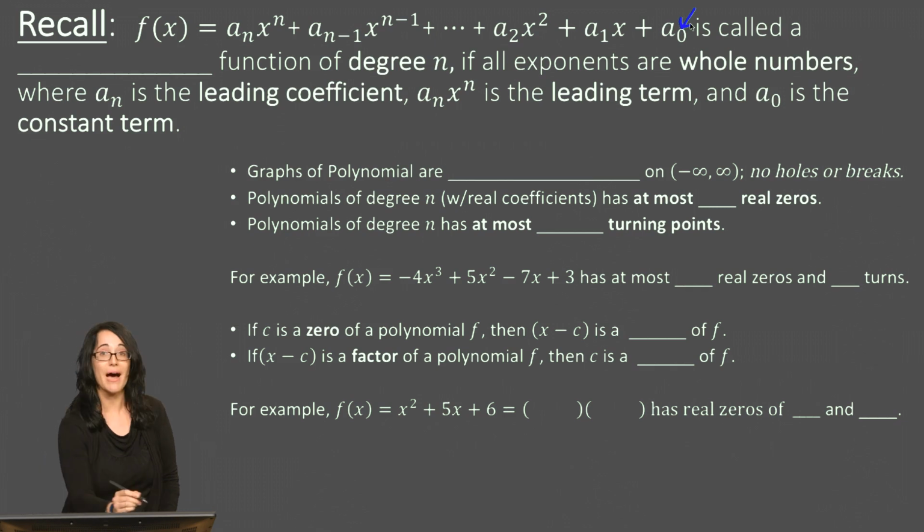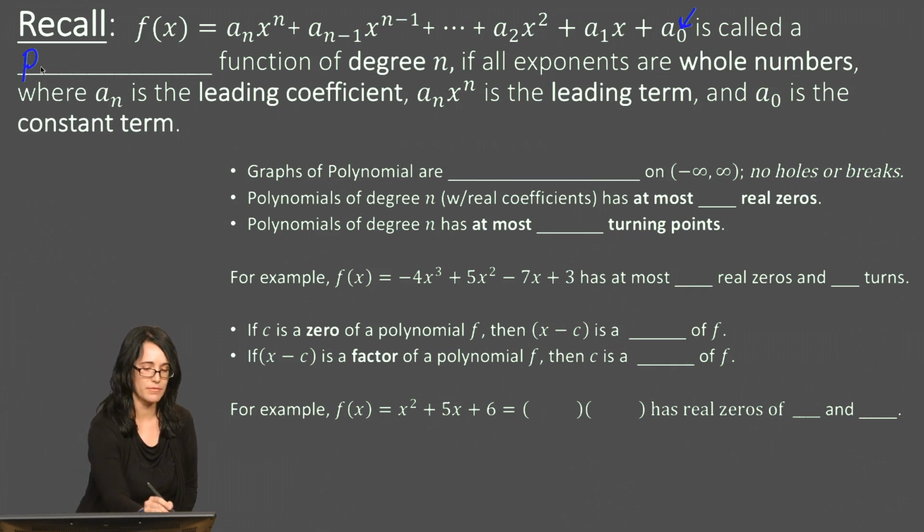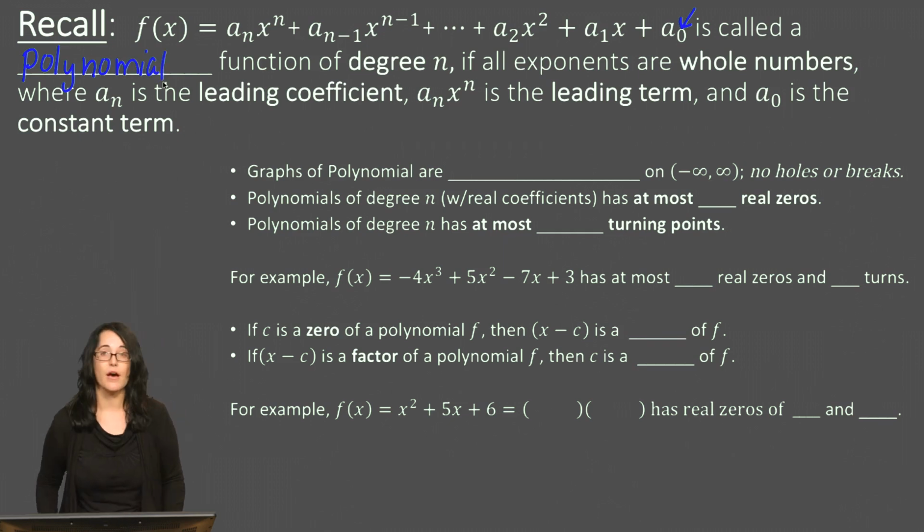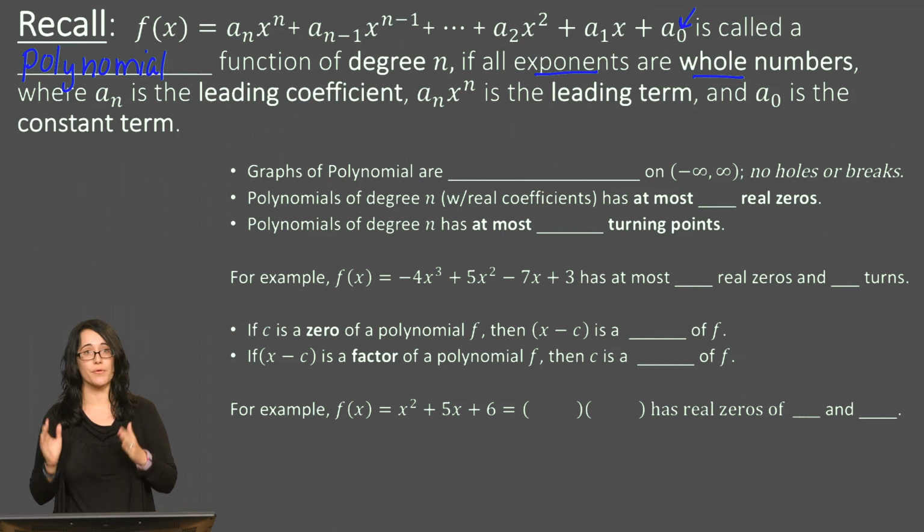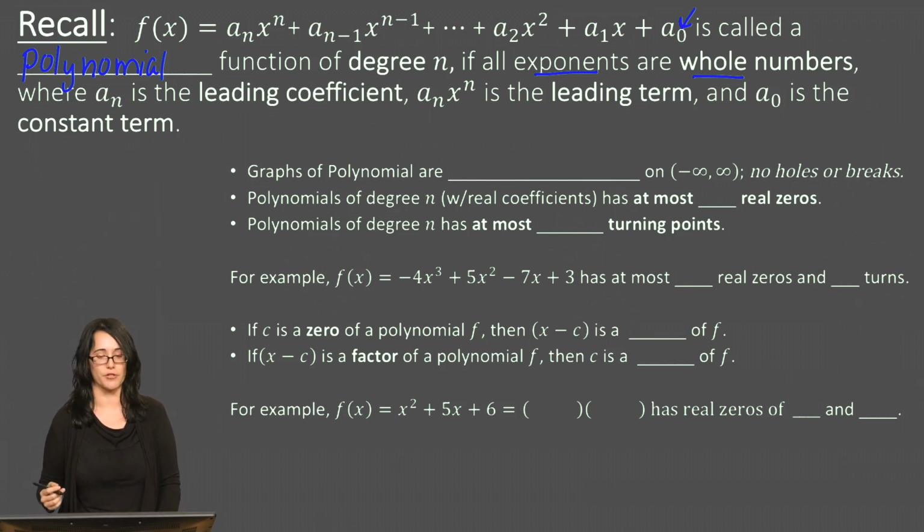We call this a polynomial function of degree n, where n is our highest power, as long as all exponents are whole numbers. Remember, whole numbers are your natural numbers, 1, 2, 3, going on forever, as well as 0 itself. So as long as we have whole numbers for each of our exponents, we have a polynomial expanded form function.